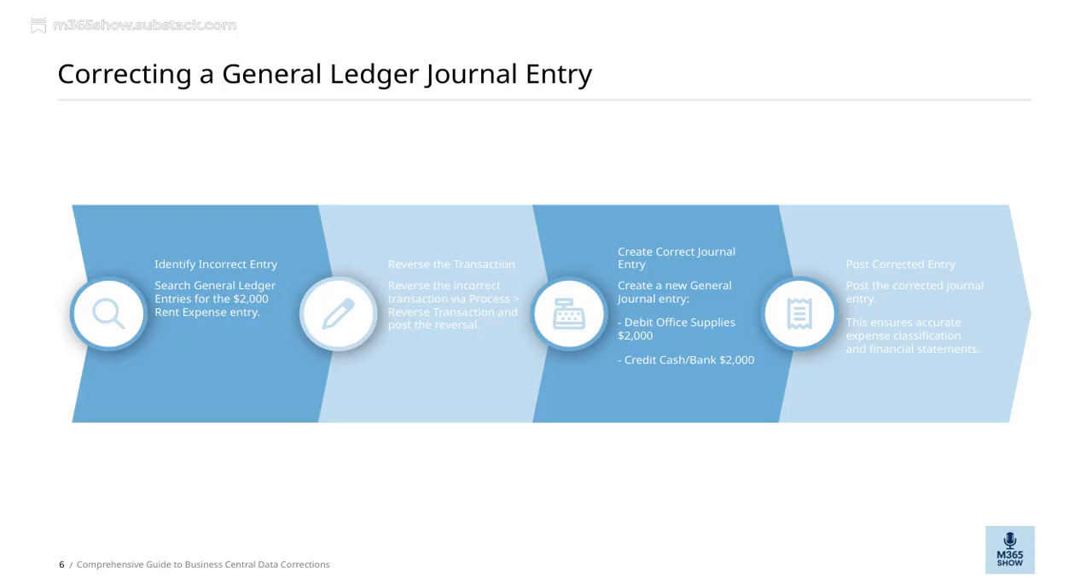Finally, to verify the correction, search your general ledger entries for the $2,000 rent expense entry. This helps you confirm that the incorrect entry has been identified and properly addressed. By following these steps, you ensure your data remains accurate and your financial reports are reliable.